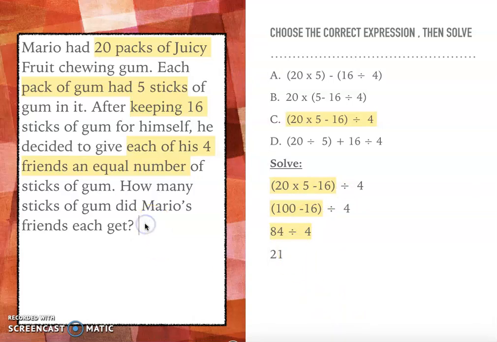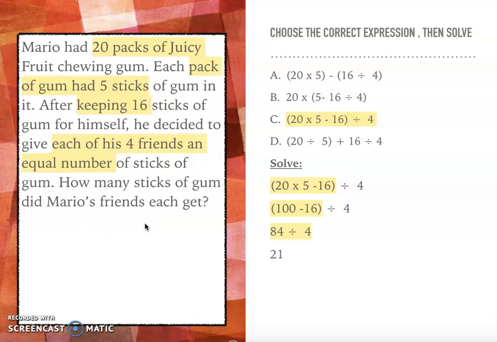So now I'm going to go back to the question. How many sticks of gum did Mario's friends each get? Each friend got 21 sticks of gum.